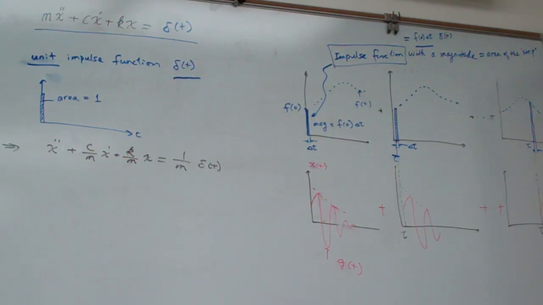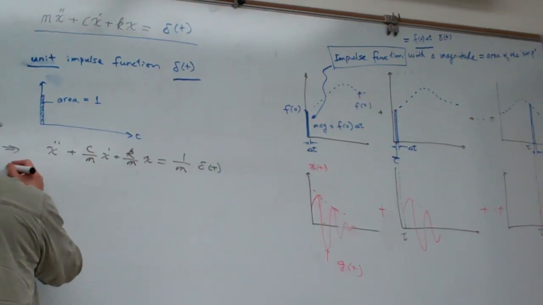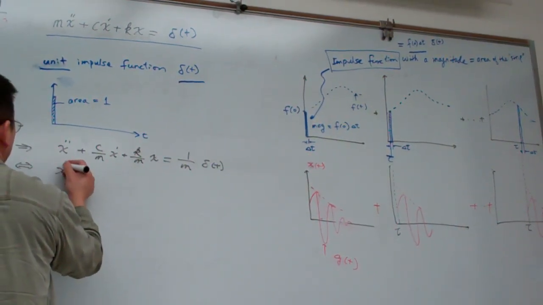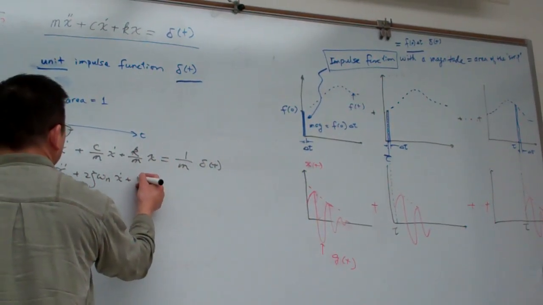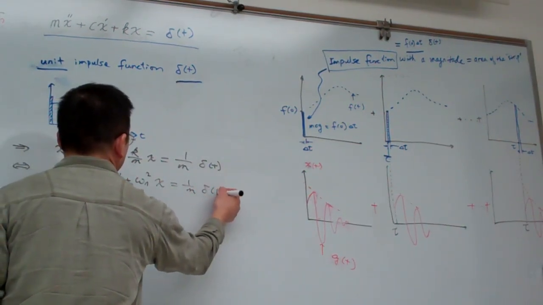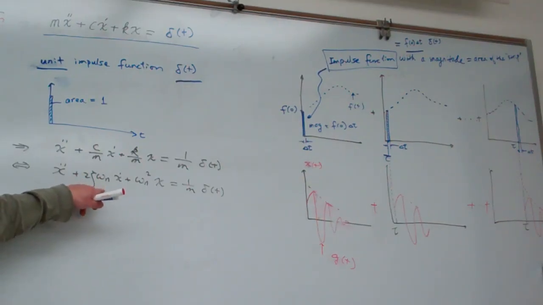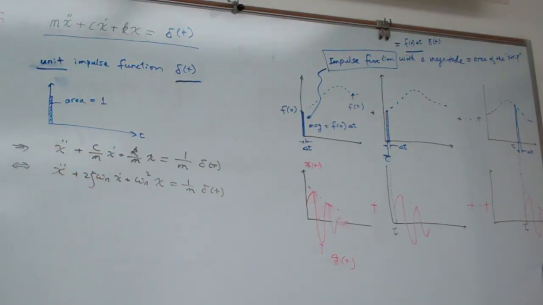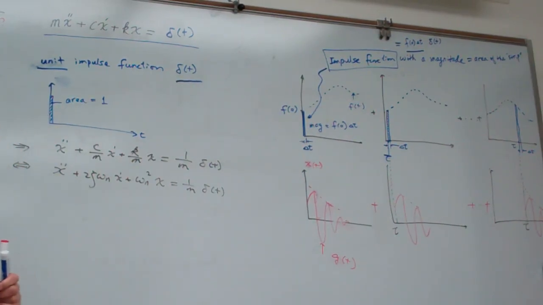And for this one, that is equivalent to x double dot plus 2 zeta omega n x dot plus omega n squared x equal to m delta t. I personally like zeta omega n notation better than c and k. Okay, but every time I try to start from here. So this is our problem description.